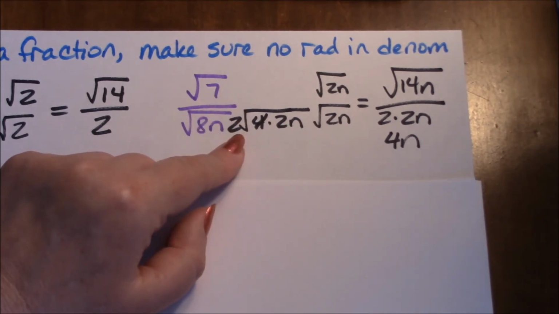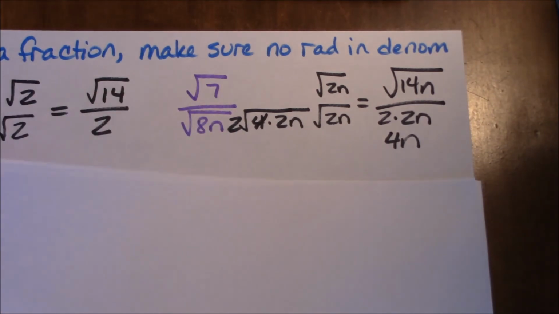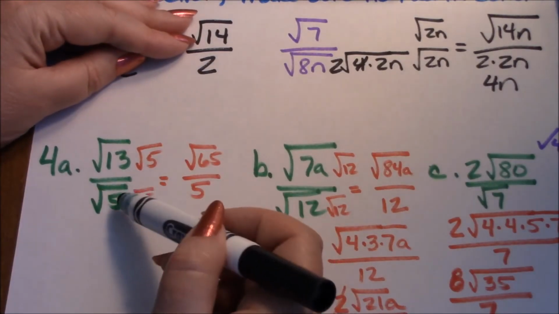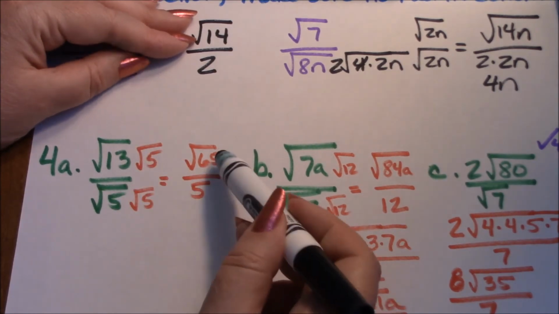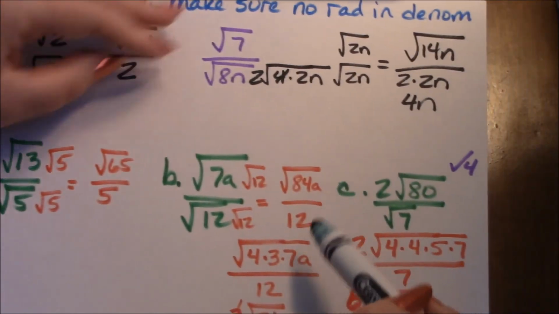Why don't you give a couple of these a shot? Pause here and do Check It Out number 4. Come back when you're done. For 4a, these are both prime numbers. I just multiply the top and the bottom by root 5, and the top ends up with root 65.